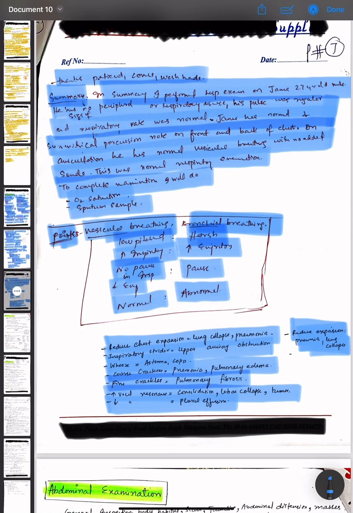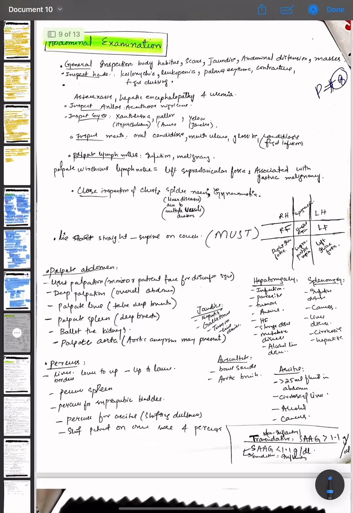So here we have covered the respiratory examination. In the next section, we will be discussing the abdominal examination.